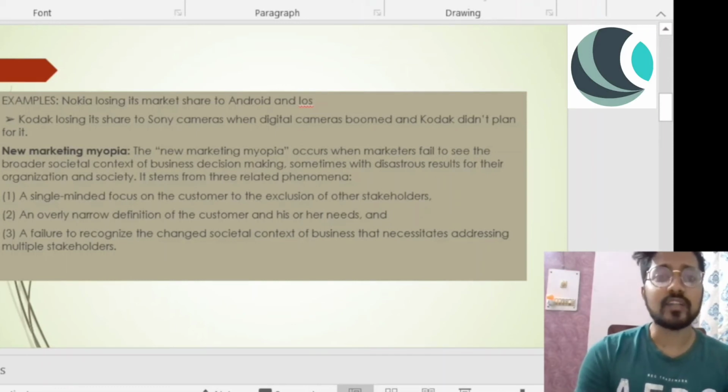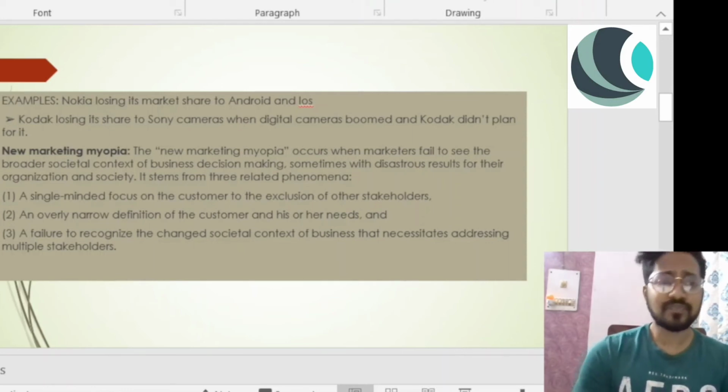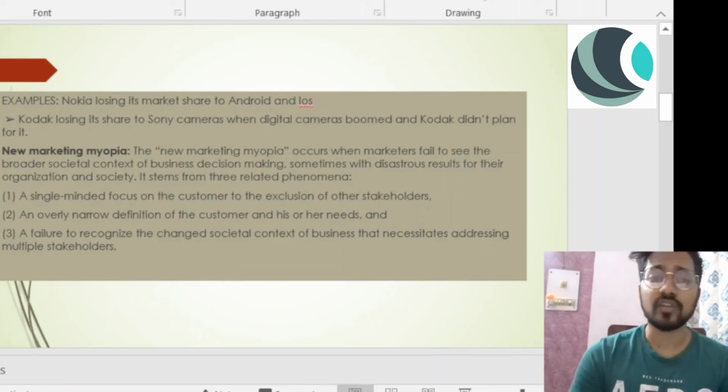They have to cater to the suppliers. They have to look after the government rules and regulations, and so on. There are so many parties involved. You don't have to just look after the customer needs. You have to appreciate all the parties. You need to know what they want and how to appease them. So the first point is single-minded focus on the customer to the exclusion of the other stakeholders. That's new marketing myopia. I'm not looking after the supply chain management. I'm not looking after my suppliers. I'm not looking after my shareholders even.